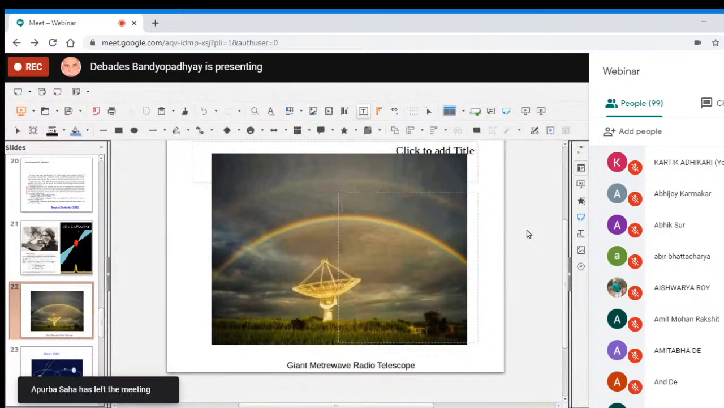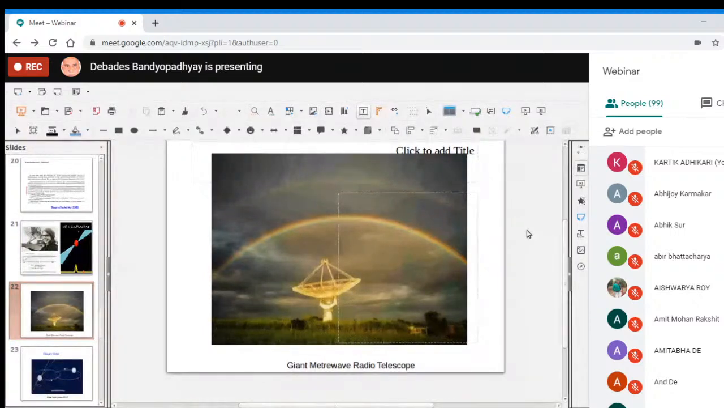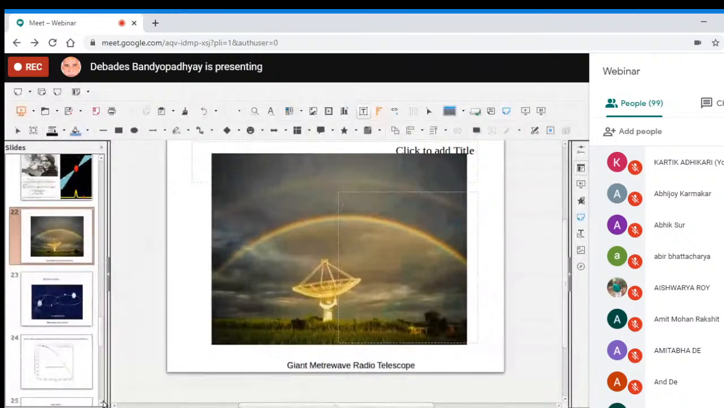You are seeing just one dish actually. There are 30 such dishes. So if you get any chance, you can go there and get a feeling of it actually.